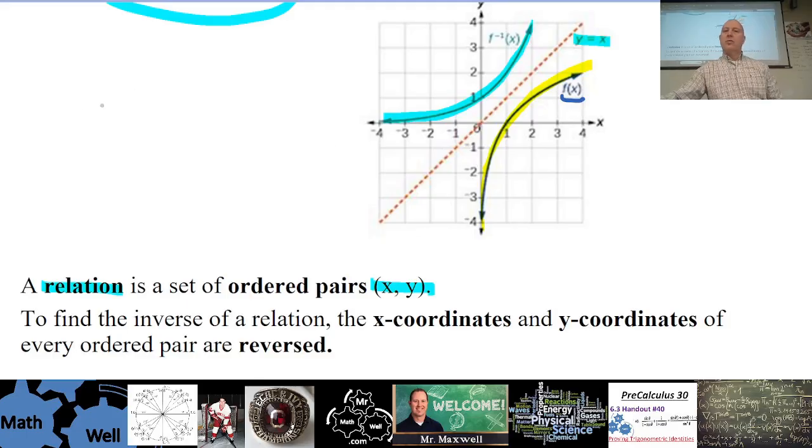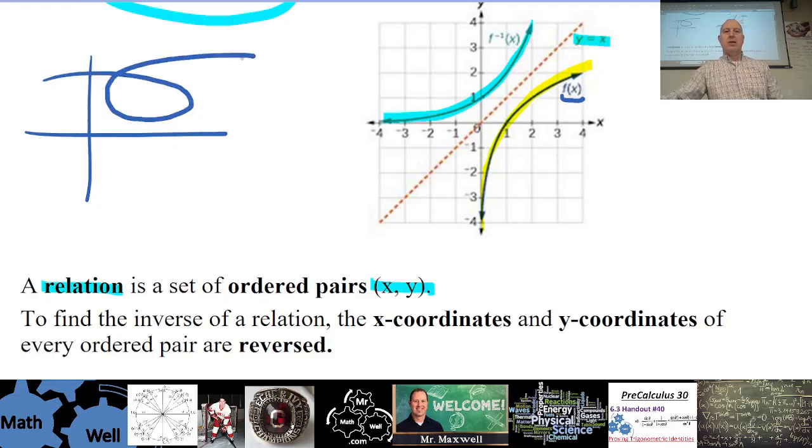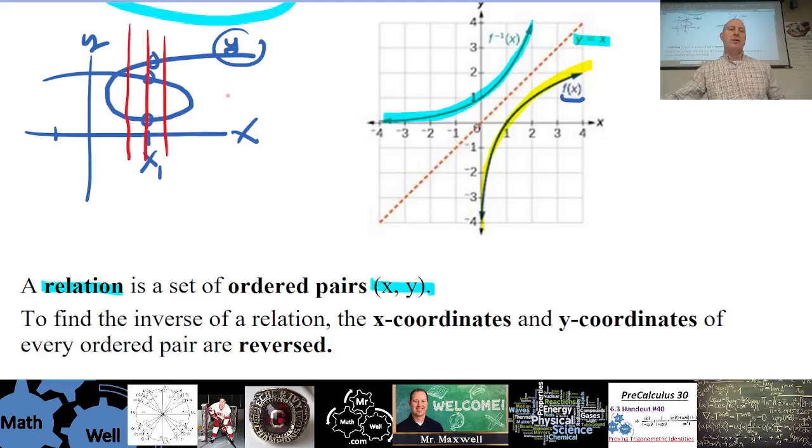If we had something that looks like this, there would be a relation between x and y, but for some x's, like this x value right here, it has more than one y value. So this blue graph is not a function. And we've talked about the vertical line test before, right? If you can draw a vertical line through a graph and it hits more than once, it's not a function then. It's just a relation.